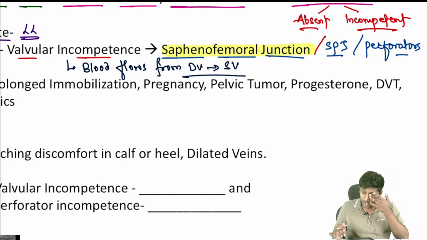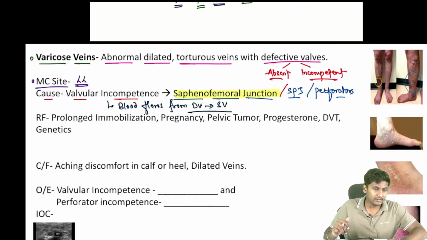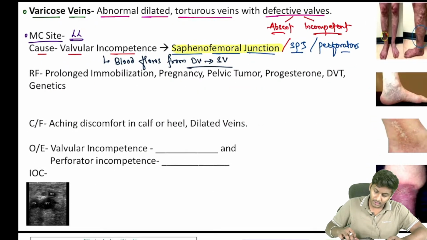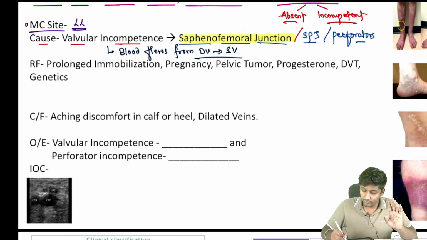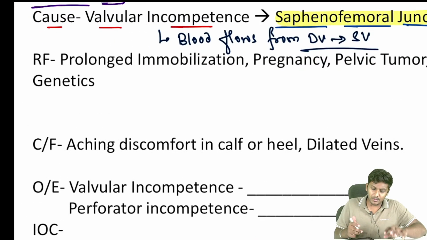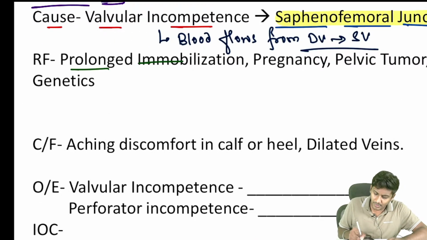That will lead to abnormal dilatation and tortuosity of the superficial veins of the leg. Got it? That's the important thing. Now what are the risk factors? Will varicose veins occur in any patient or what? No. The risk factors will be prolonged immobilization, prolonged standing. So prolonged standing is a risk factor.